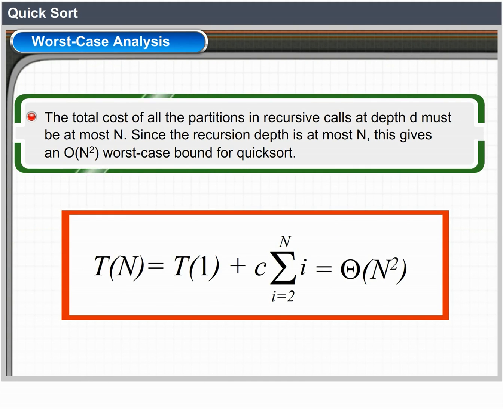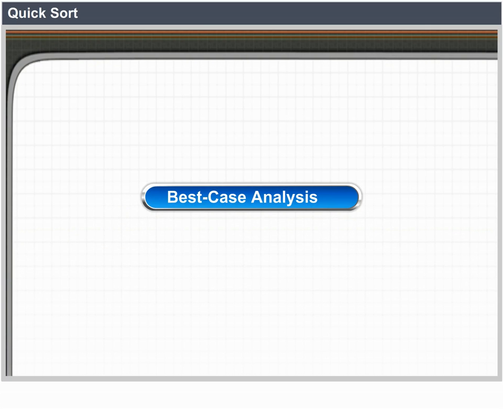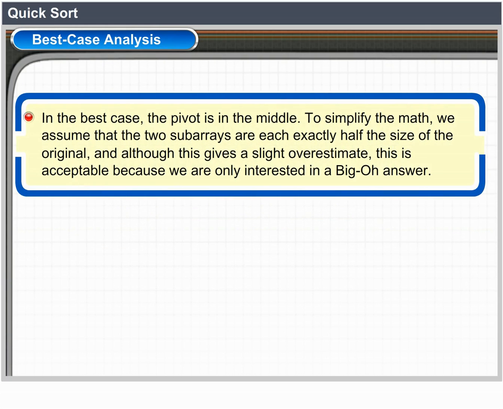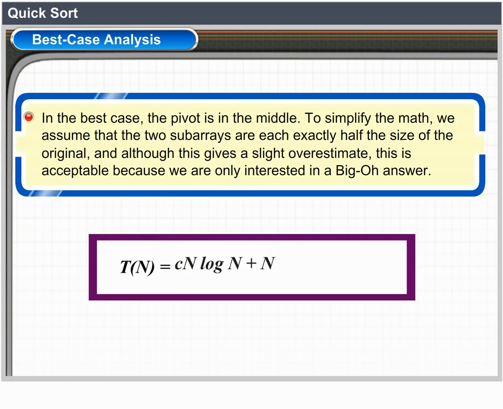Best case analysis. In the best case, the pivot is in the middle. To simplify the math, we assume that the 2 subarrays are each exactly half the size of the original. Although this gives a slight overestimate, this is acceptable because we are only interested in a big O answer. T(n) = Cn log n + n = Θ(n log n).